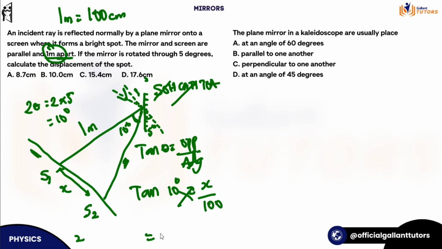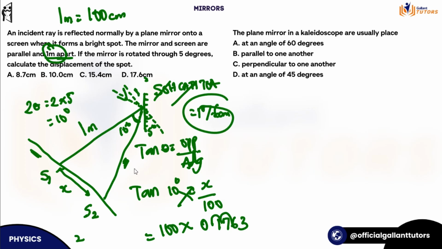Cross multiply. So 100 times tan 10. Help me, calculator. 10 times tan 10 is what again? 0.1763, right? So what's the answer? Just go 2 times 1. So that's 17.63 centimeters, right? Okay, now this is the final answer, which is option D, right? Option D is correct.